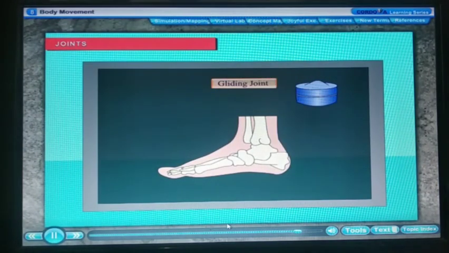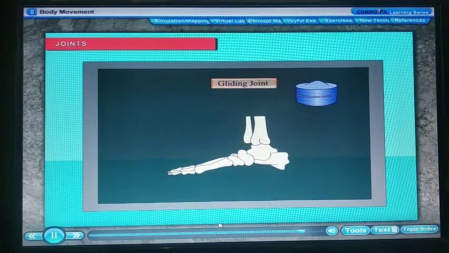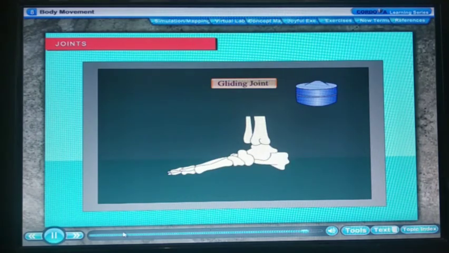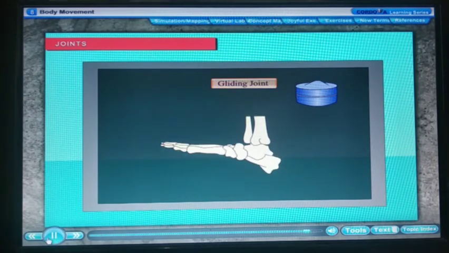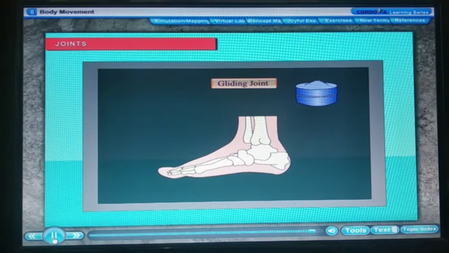Gliding joint. This kind of joint allows bones to glide over each other, providing little movement in all directions. The ends of both the bones at the joint are either flat or slightly curved to allow gliding or sliding movements. In our body, the gliding joints are found between the wrist and the carpals and between the ankle and the tarsals.